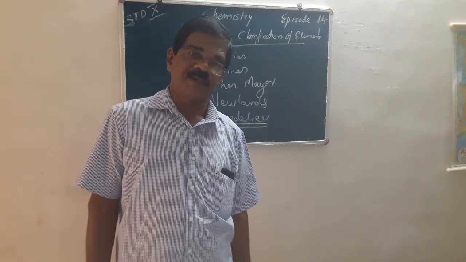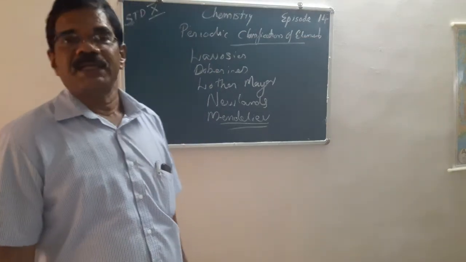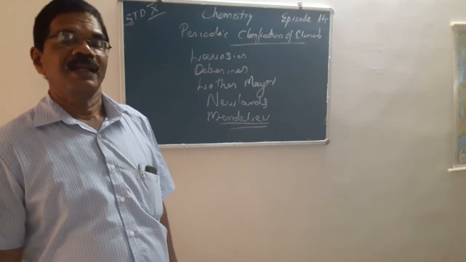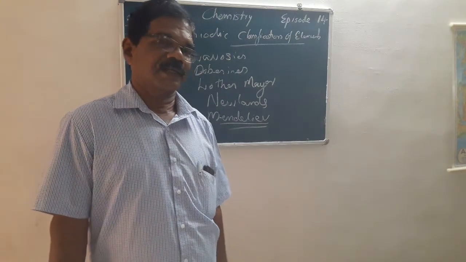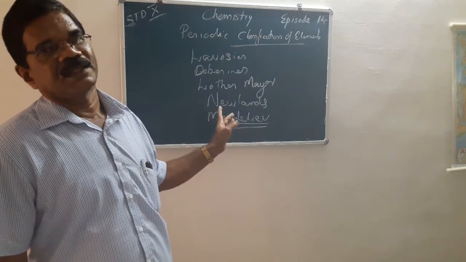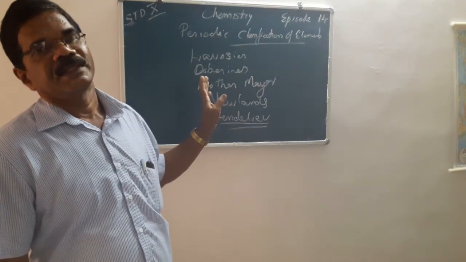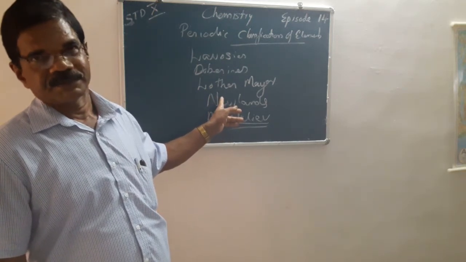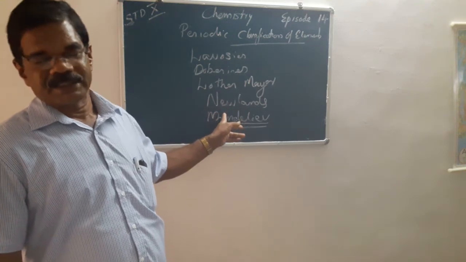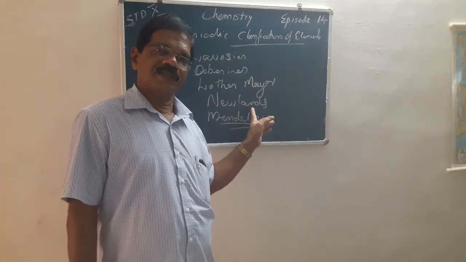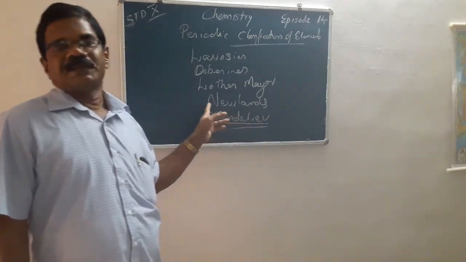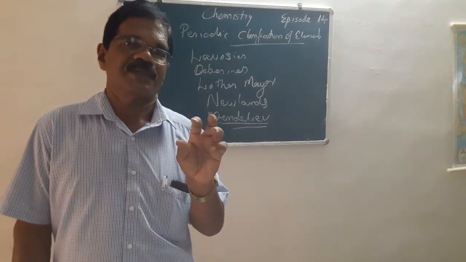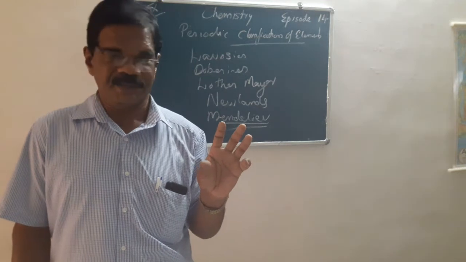Mendeleev's periodic table is given in your textbook. In it, there are horizontal and vertical columns. There are 8 vertical columns, known as groups, and 6 horizontal columns, known as periods. There are several merits and demerits. First merit is that he is the first scientist who succeeded in classifying the elements.